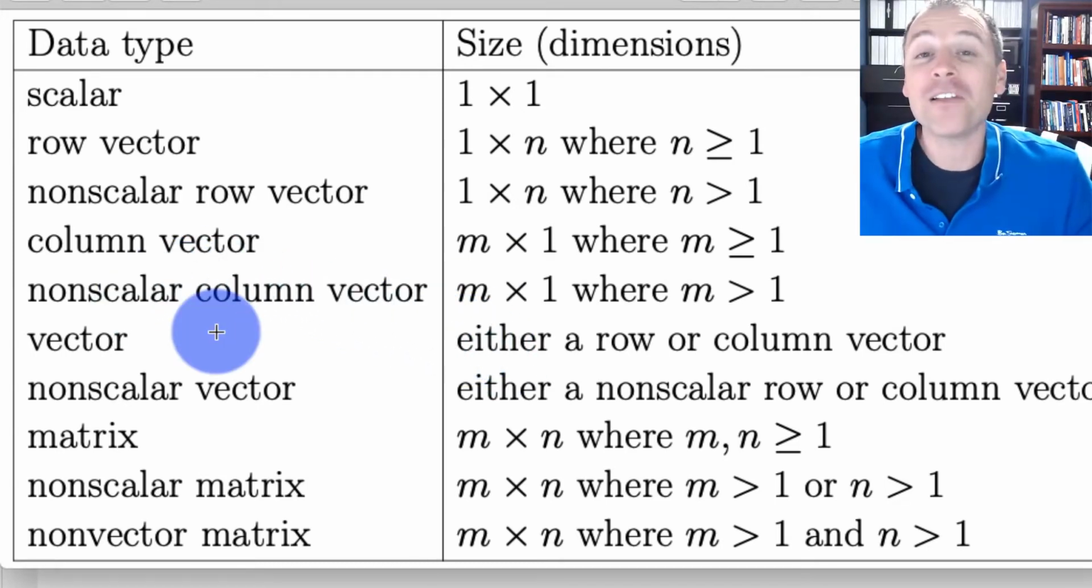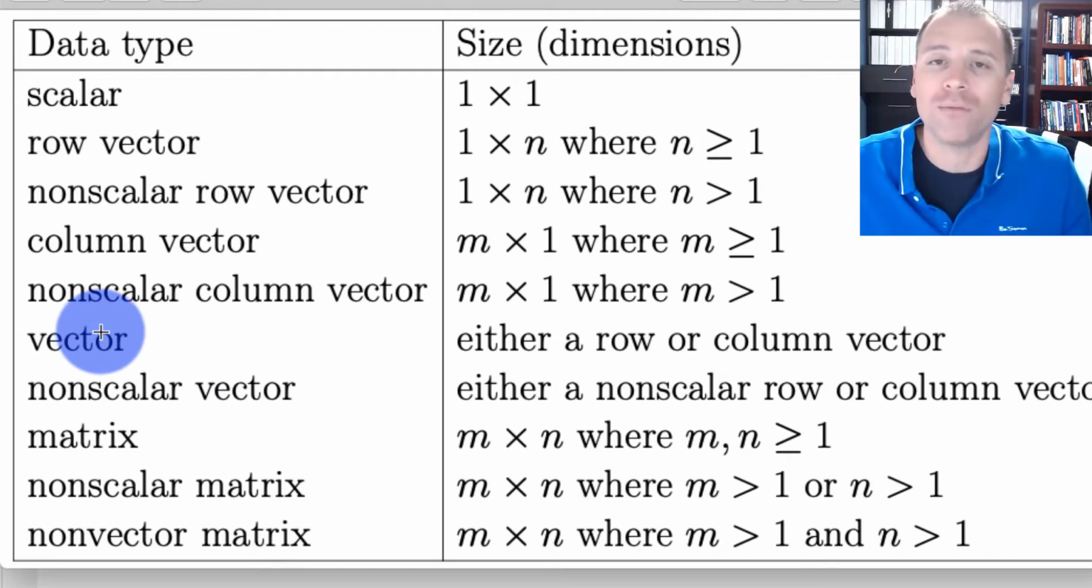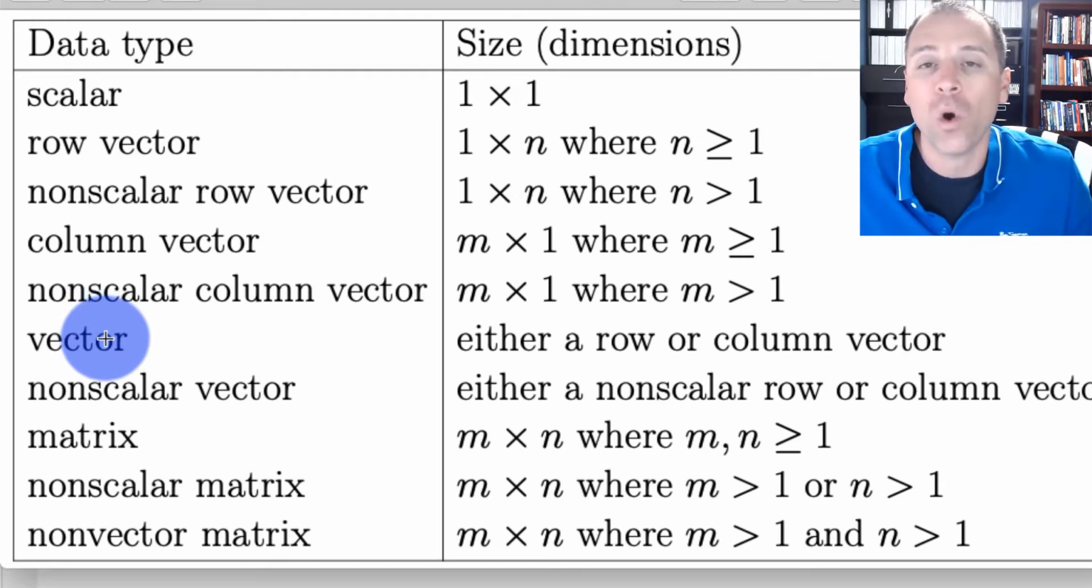That leads us to one of the major lessons of today, which is that mathematicians are lazy bums. Sometimes they don't want to get so precise, so they'll just say vector, and what they mean is either a column vector or a row vector. In other words, one of the dimensions has to be 1 in a vector. The other one could be non-1.